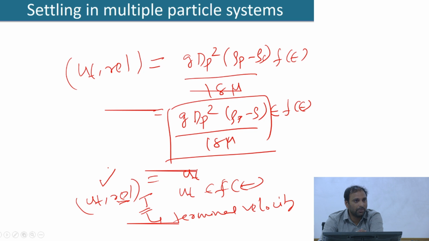So therefore your relative terminal velocity under the hindered settling conditions, when you have multiple particles in the system, basically goes as ut, which is the terminal velocity under free settling conditions, times epsilon, which is the fraction of the liquid that you have in the dispersion, multiplied by some function f of epsilon. We will talk a little bit about what this function is, maybe in the next class.